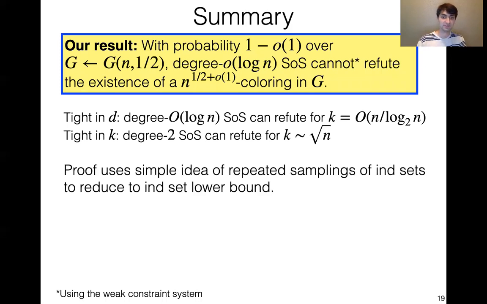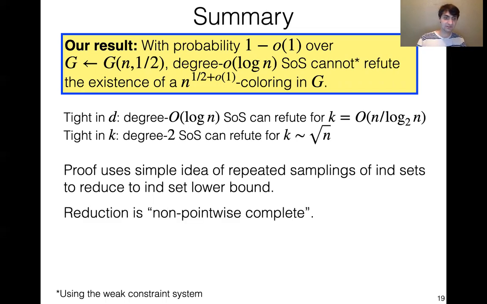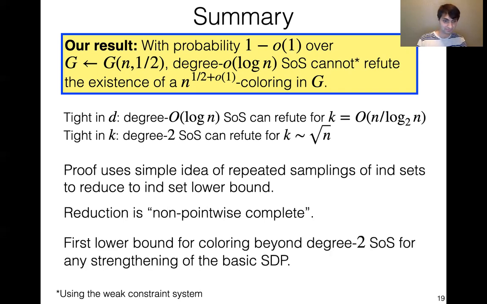And our proof is simple because it's using this idea of repeated samplings of independent sets to reduce to the independent set lower bound. And our reduction is non-pointwise complete because it's abusing the fact that the independent set lower bound is not just giving a pseudo distribution over independent sets, but rather a pseudo distribution over independent sets that's roughly uniform-ish, because every vertex appears in the independent set with some reasonable probability. And this is the first lower bound for coloring beyond degree 2 sum of squares.